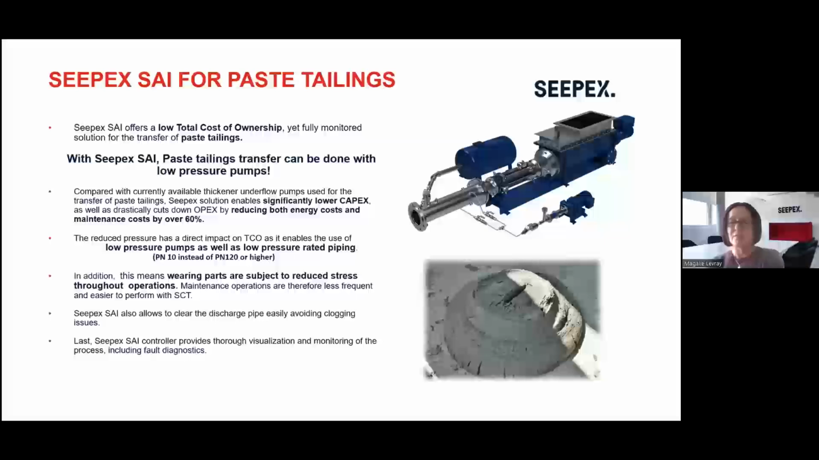Because we are using a low pressure pump, that also means that we eliminate the high pressure rated stainless steel pipings, and we can actually work with PN10 flexible piping. So that also really drastically decreases the total cost of the installation.